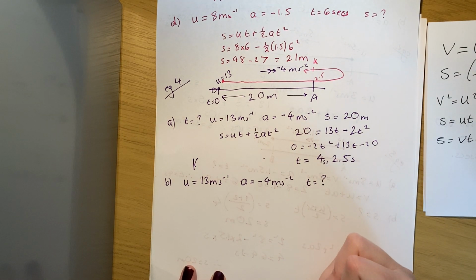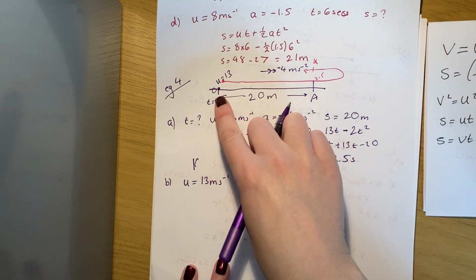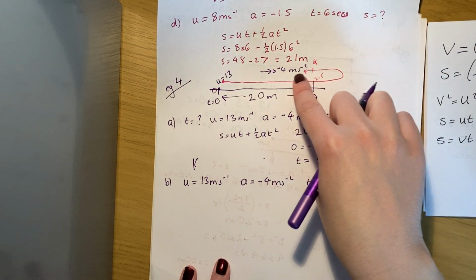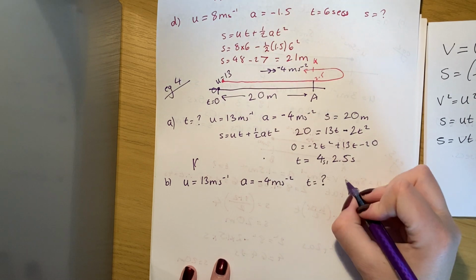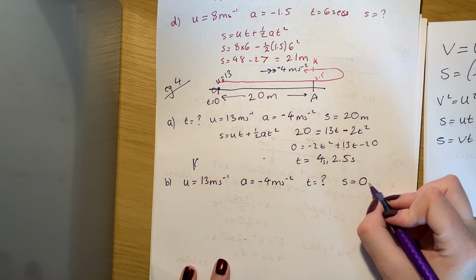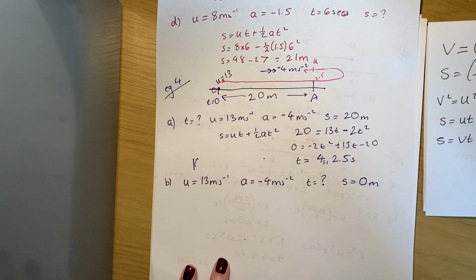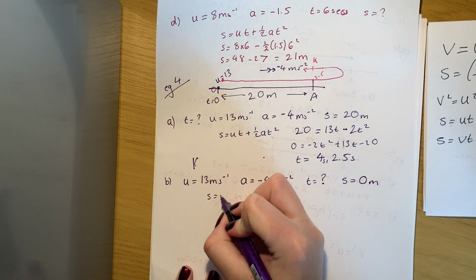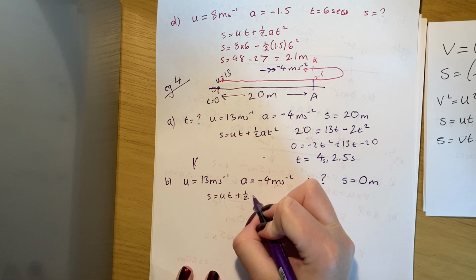What else do we know? At the moment we don't know the velocity it's come back at. But if it's returned to where it started, our displacement is 0 metres because it hasn't actually gone anywhere from where it started. It's in exactly the same place, displacement-wise. It has not displaced any further, so therefore displacement is 0.